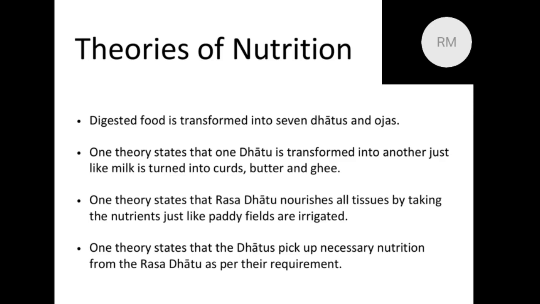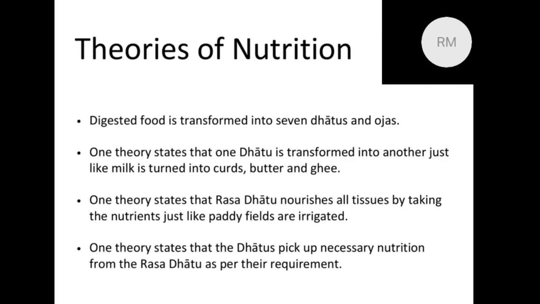So the theory of complete transformation, the theory of irrigation, and the third theory states that the Dhātus pick up necessary nutrition from the Rasa Dhātu according to their requirements. If you look at it very closely, I want to tell you that these three theories are really important because they have clinical applications.